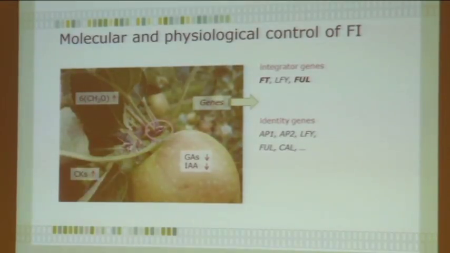We call them integrator genes and floral meristem identity genes, and they all positively affect the transition from a vegetative to a floral meristem. However, there are also repressor genes, and I name here two repressor genes, and they inhibit the high expression of those earlier mentioned integrator and identity genes.